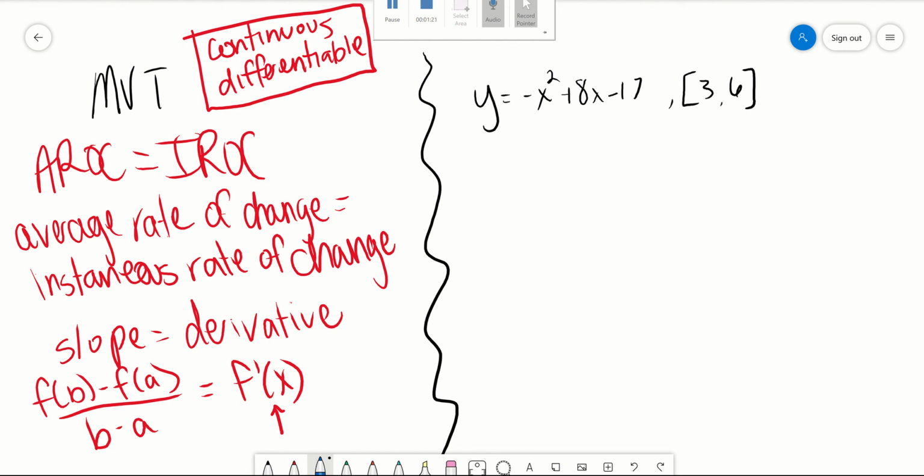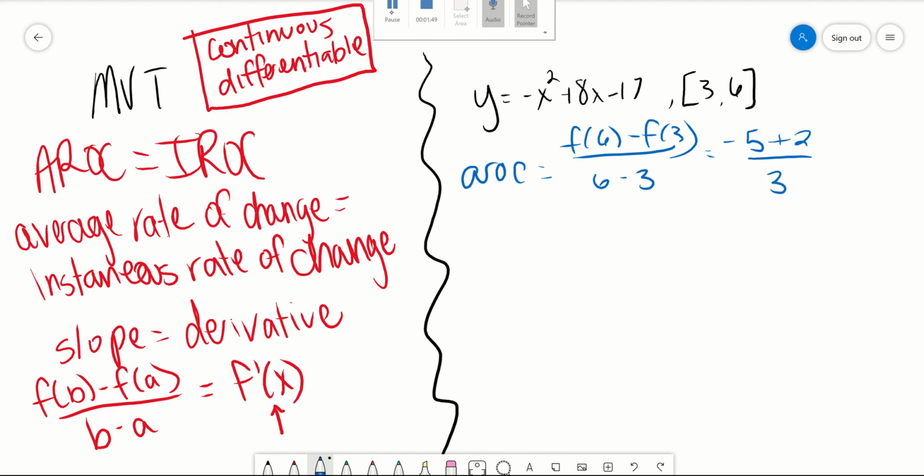So if we look at this question over here, it gives us the interval from 3 to 6. So if we want to find our average rate of change, that means we need to do f(6) minus f(3) over 6 minus 3. So saving some time here, f(6) is negative 5, f(3) is negative 2, so minus negative 2, over 6 minus 3 is 3. So that means we have negative 3 over 3, which comes out to negative 1. So that's our average rate of change.